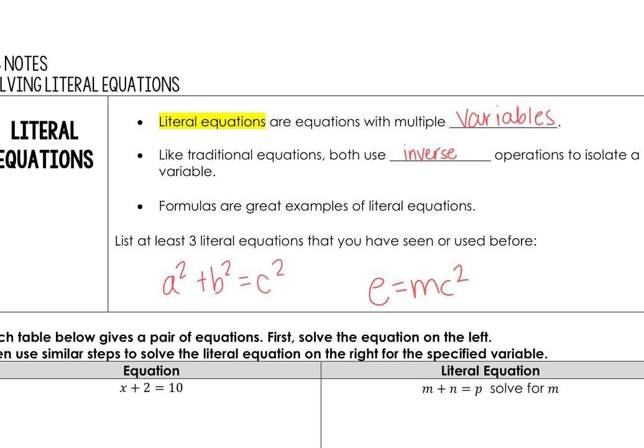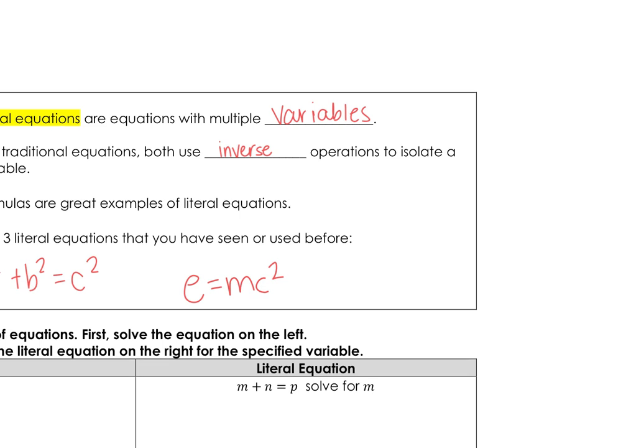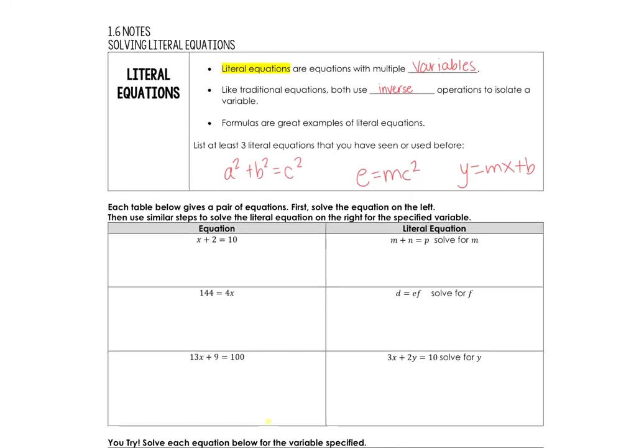AX squared plus BX plus C. What is that? Axis of symmetry. Y equals MX. Oh, I love it. Yes, Y equals MX plus B. Good job. How many times did you guys use that last year? So much. Guess what? We get to do it again this year too. Okay, those are 3 great examples of literal equations.